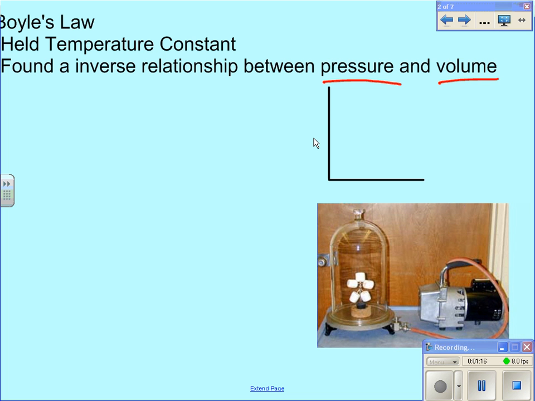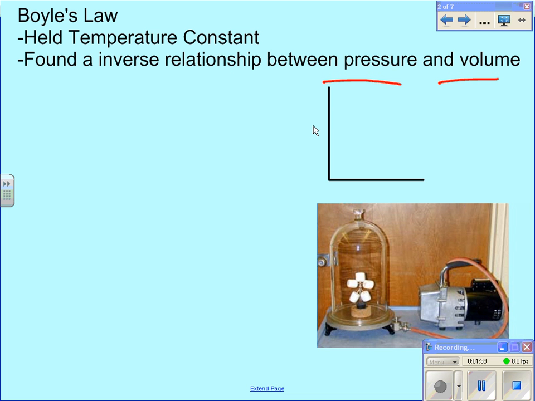We put something in a bell jar. We used a balloon. We also used some marshmallows, and we pulled the air out, which reduced the pressure in the bell jar, and we watched the volume of the marshmallows or the balloon change. So Boyle could have done an experiment very similar to this. What he did not change was temperature. No flame or no ice was involved, so only pressure and volume were changing.